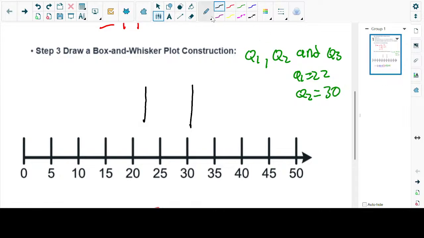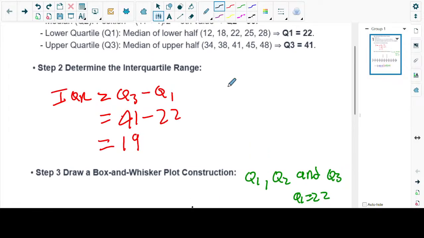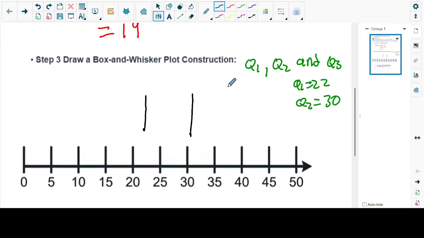So then for Q3, our Q3 was 41. Between 40 and 45, yeah. But it's closer to 40 basically, because 41 is just next to 40. Yeah, 41 is next to 40.